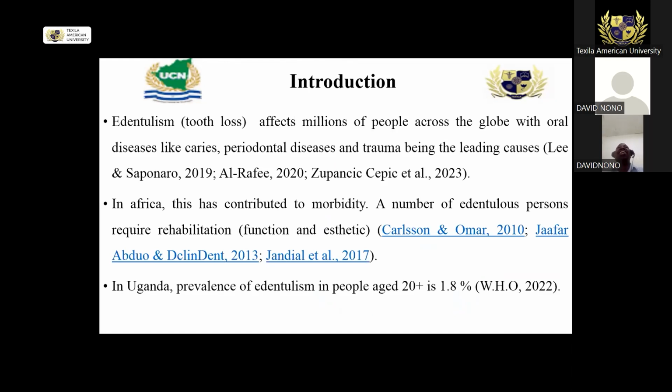In Uganda, among those aged 20 plus, we have 1.8%. That is according to the World Health Organization. Right now, as I speak, we are counting the number of people in Uganda. It has been 34 million. Now they are projecting that we should be around 46 million, but they are counting. It started on the 10th for 10 days, so it ends on the 20th, I think, to see exactly the population we have now. But 10 years ago, we were at 34 million. So look at 1.8% being edentulous.